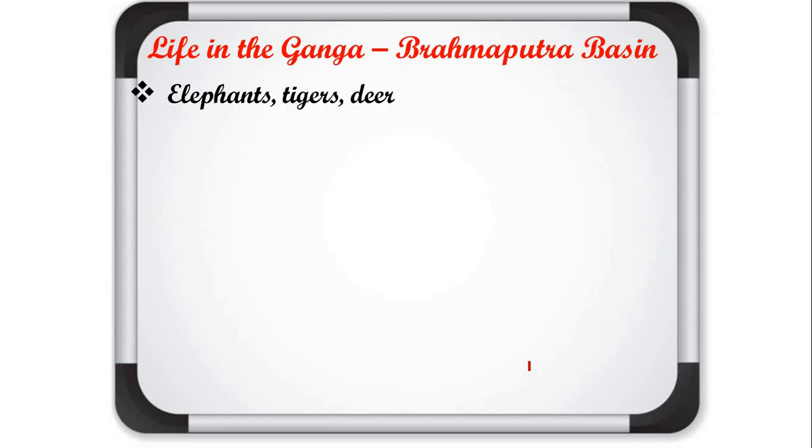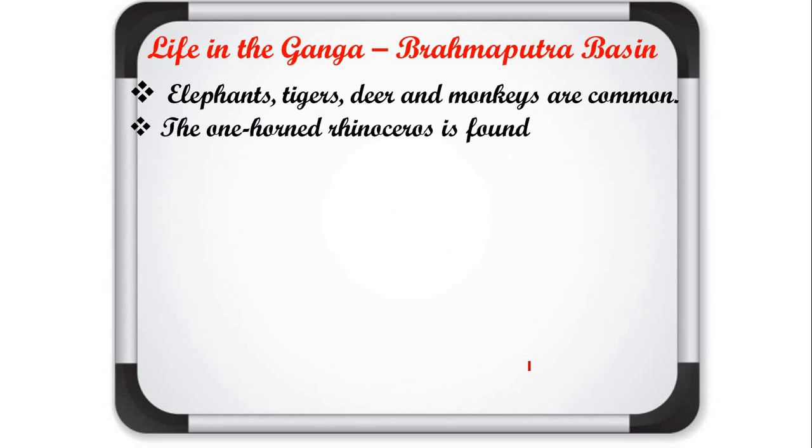If we talk about the wildlife, elephant, tiger, deer and monkeys are some common animals found in this forest. And the one-horned rhinoceros is found in the Brahmaputra plain, in Kaziranga National Park in Assam. So you must know which national park is famous for the one-horned rhinoceros: it is found in Assam, Kaziranga National Park.